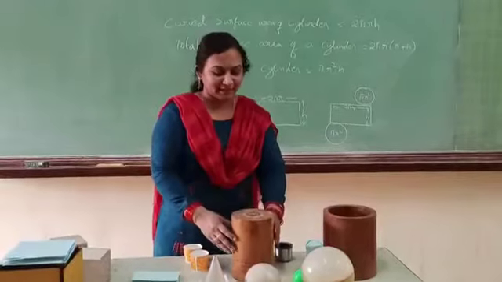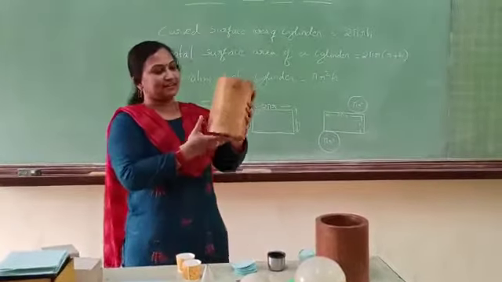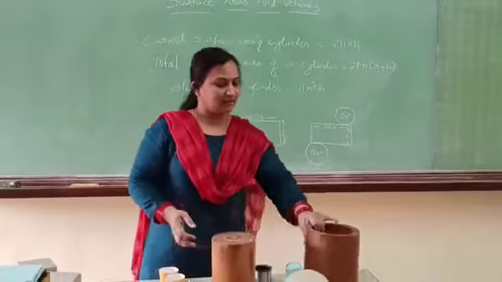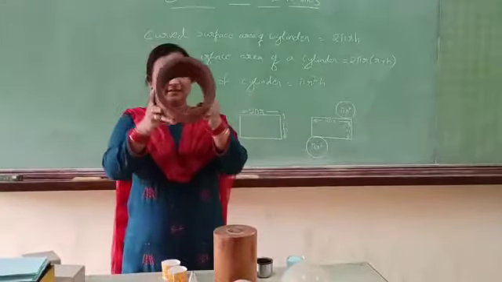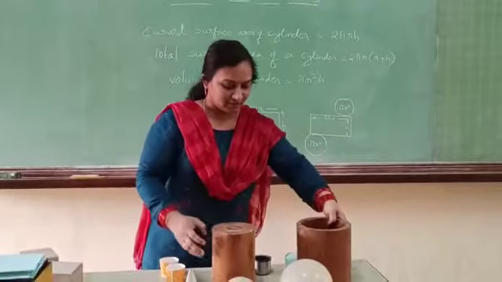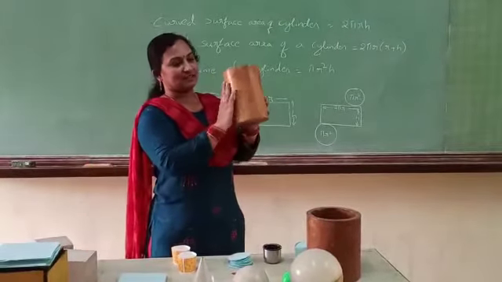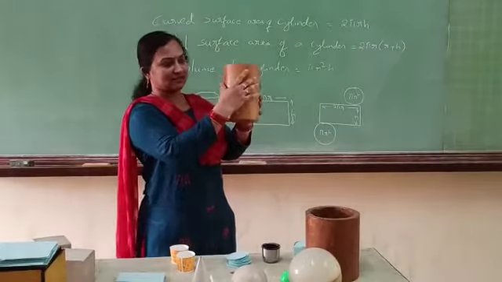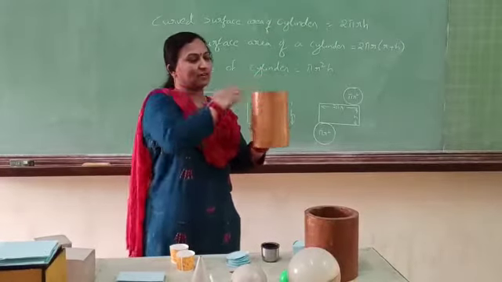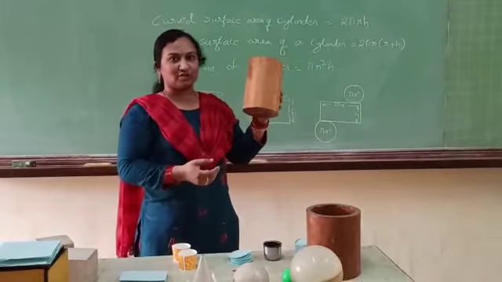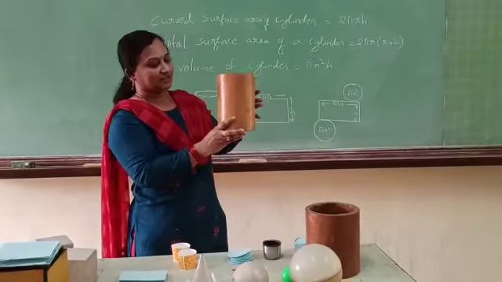Next is the cylinder. In cylinders, if you see, this is a cylinder and this is a hollow cylinder. Here we are going to discuss the curved surface area, that means the curved surface area of the cylinder, and the total surface area. If the bottom and top are included, then it is called the total surface area. In short, we can say the surface area of the cylinder.